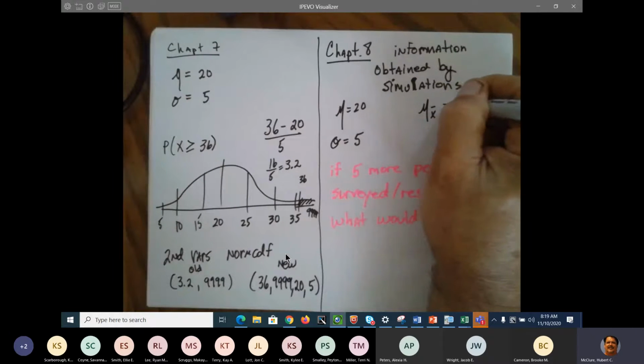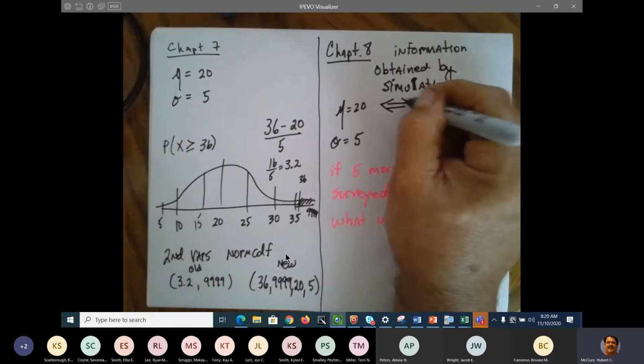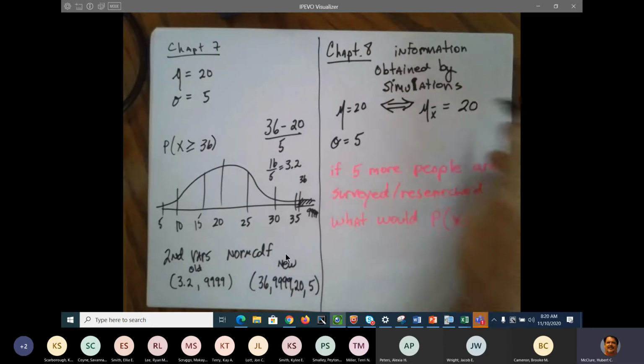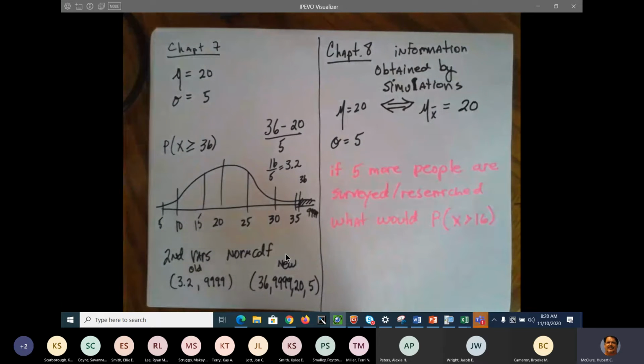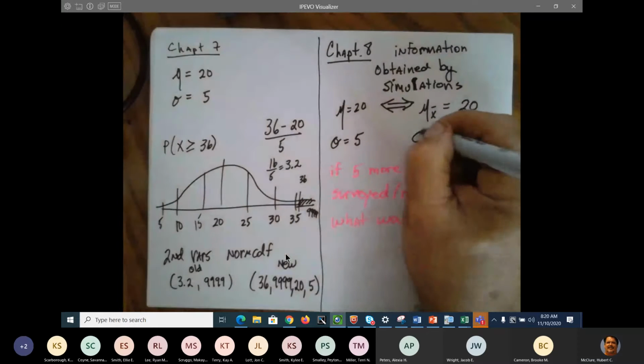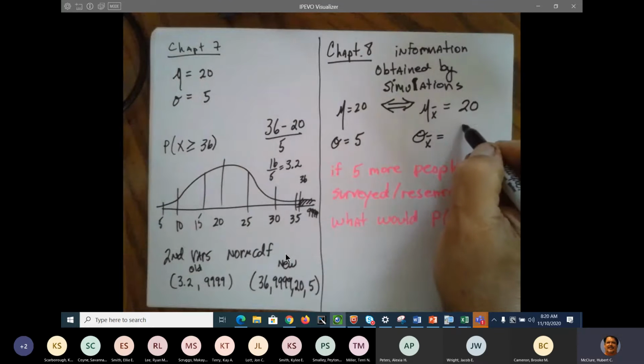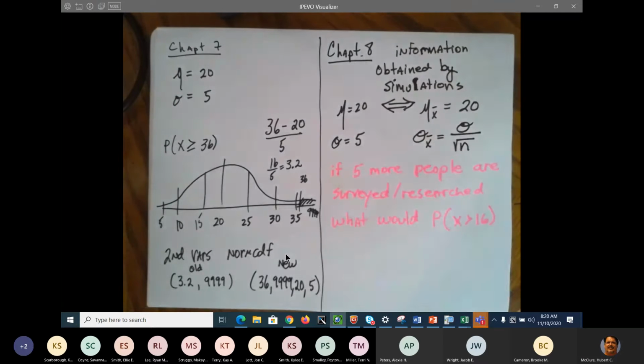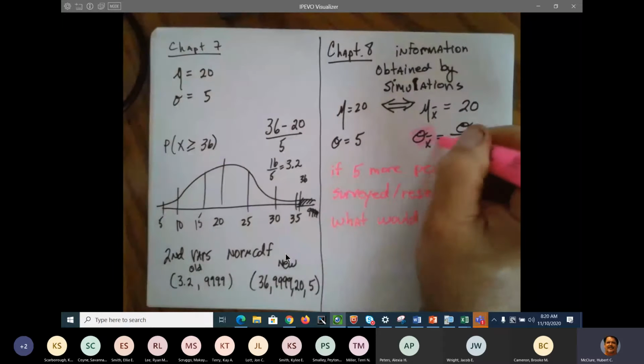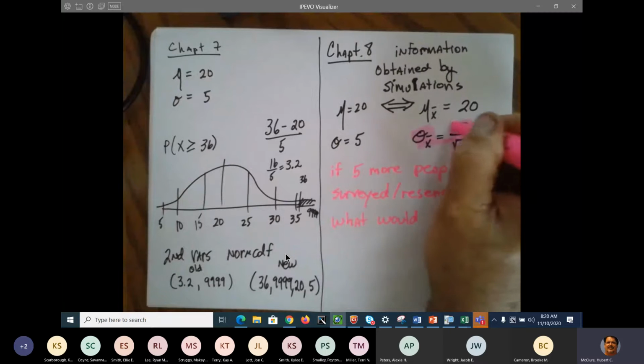Mu sub x bar is going to be the same as that. Okay, so you might want to make a note of that. Mu sub x bar is going to be the same as mu. But the standard deviation of x bar is equal to the standard deviation given over the square root of n. And that is going to get pink highlighter because that is the difference between Chapter 7 and Chapter 8.